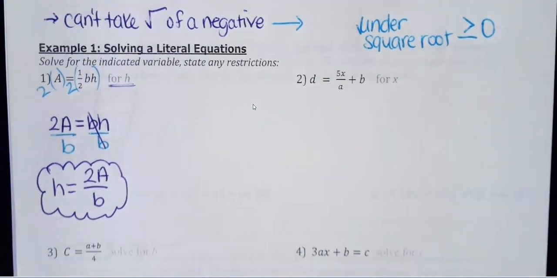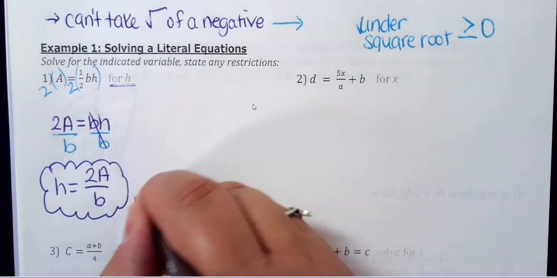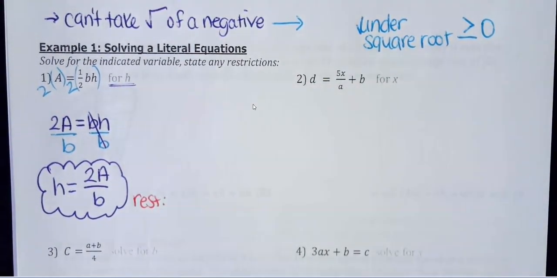Okay, now I have to ask if I do have a restriction on this question. I don't want to divide by 0. So what is going to cause me to potentially divide by 0? Like, what do I need to write down for my restriction? Does anybody know?